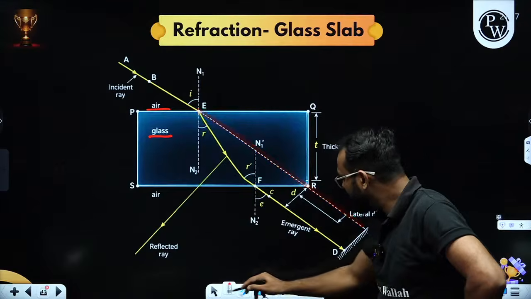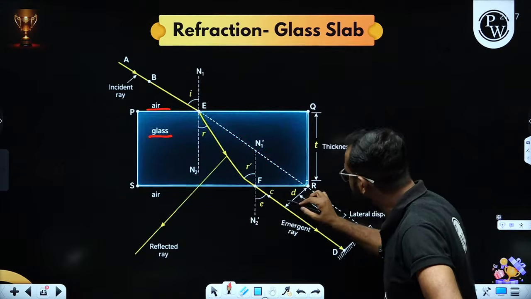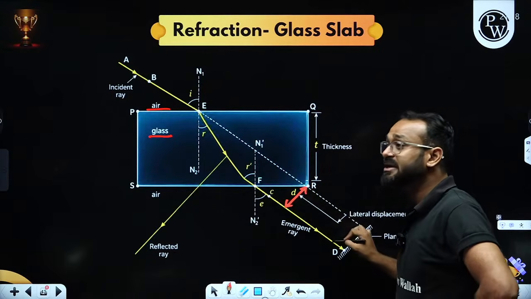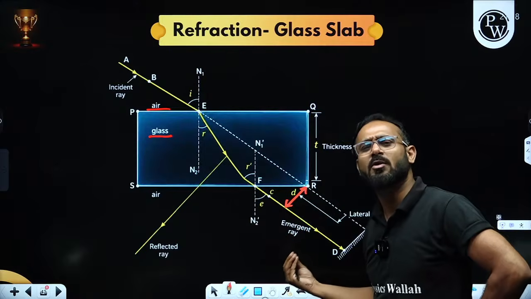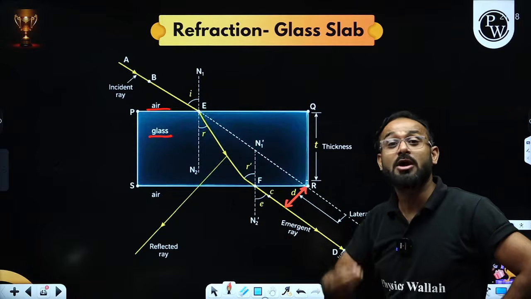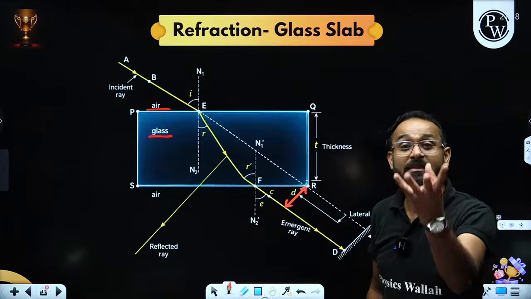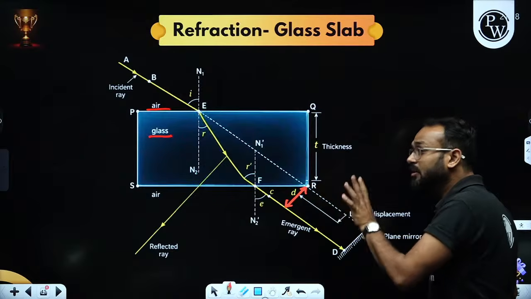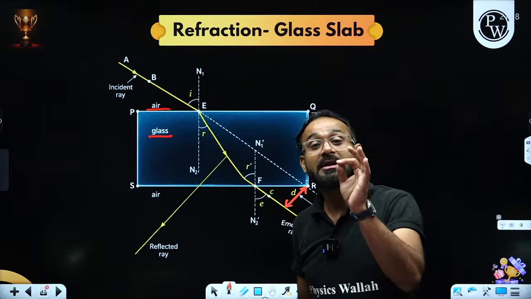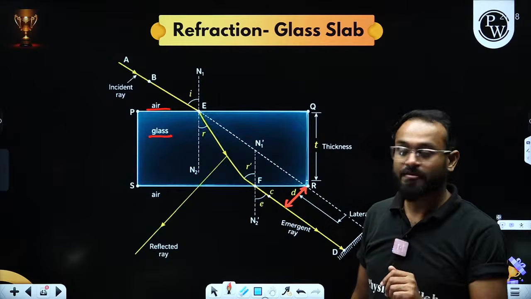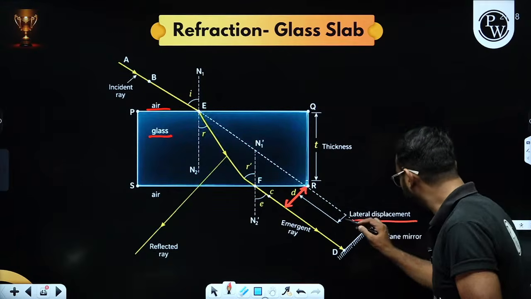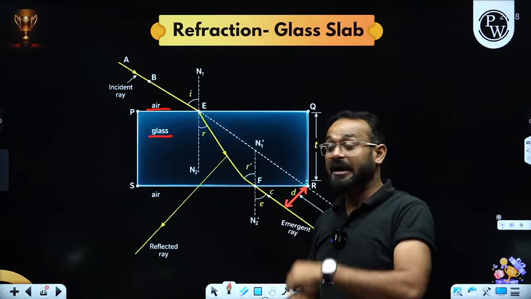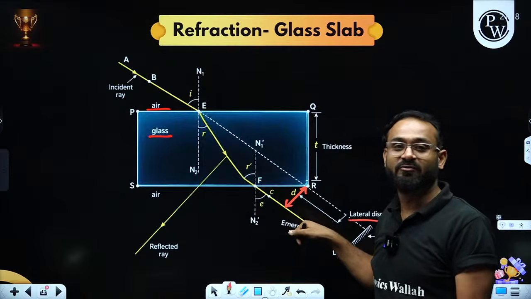But the thing is, if I measure the perpendicular distance between the original incident ray and the emergent ray, the light which is finally coming out in the same medium, that ray is called the emergent ray. And the perpendicular distance between the emergent ray and the original incident ray is called lateral displacement or lateral shift. This is what happens when the light is entering from air and emerging out into air.